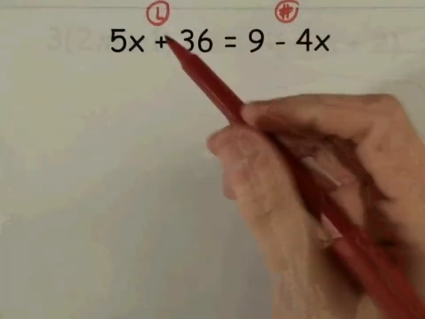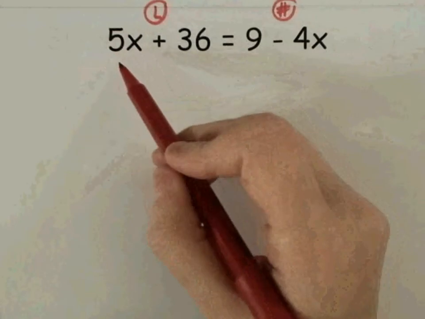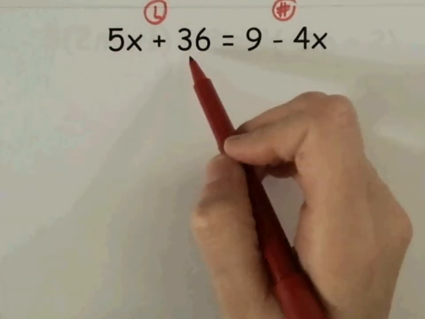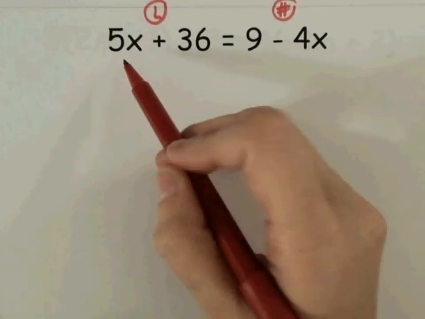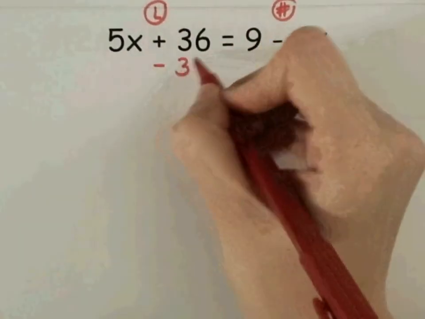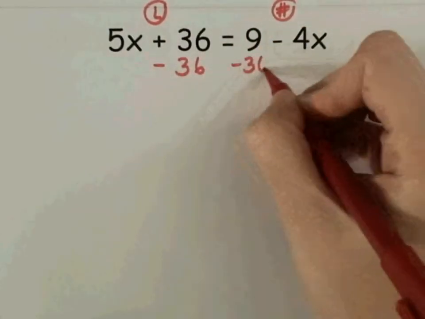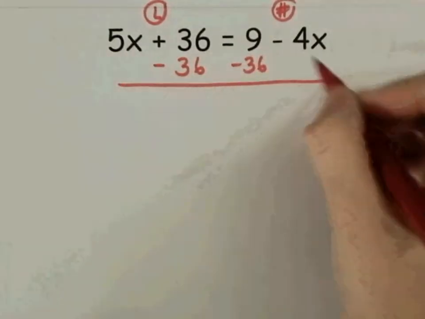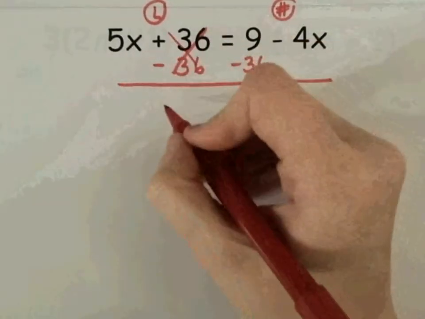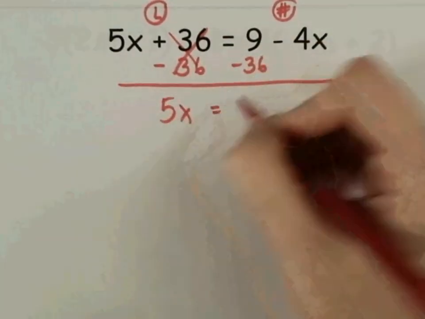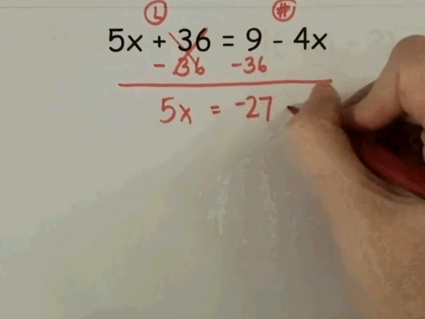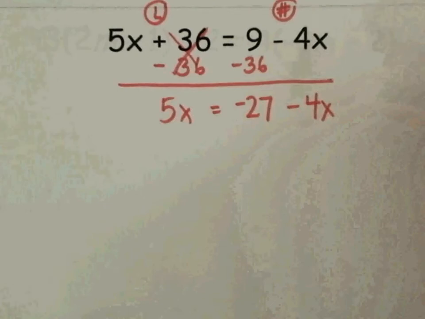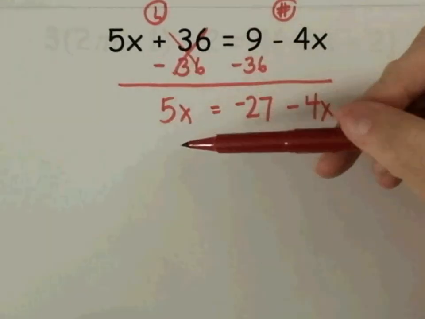So I'm going to start by looking here, and I see I have 5x on the left side, but I also have a plus 36. I only want to have letter terms over here, so I'm going to subtract 36 from both sides of the equal sign. I'm left with 5x equals 9 minus 36 is negative 27, and minus 4x comes down. So all the leftovers come straight down.